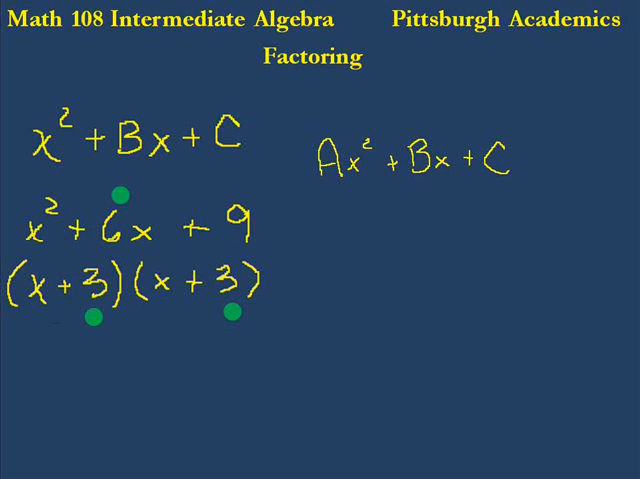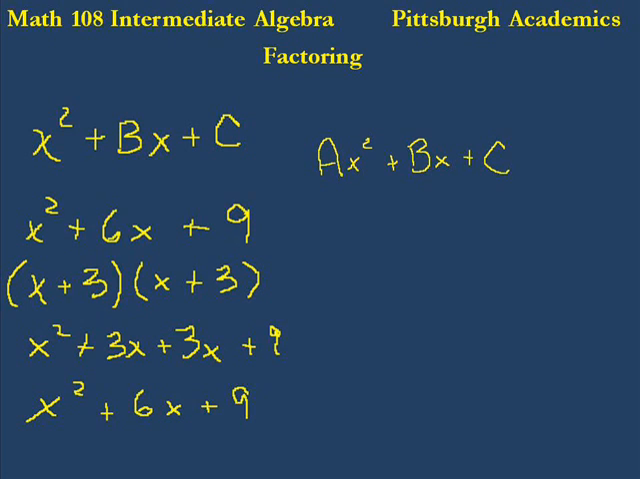So you get an equation here where this is your answer, x plus 3 times x plus 3. And you can check this. You can see just by checking x squared plus 3x plus 3x plus 9 gives you, if you combine terms, x squared plus 6x plus 9.